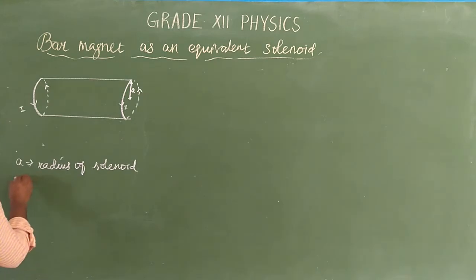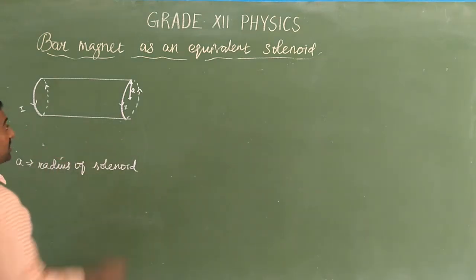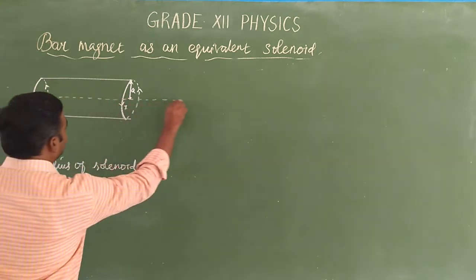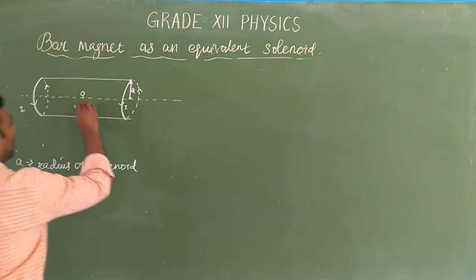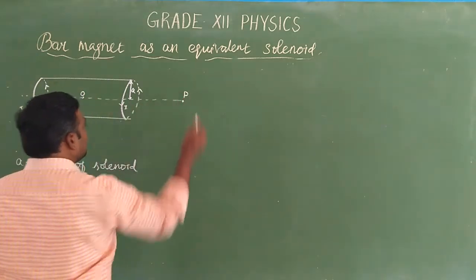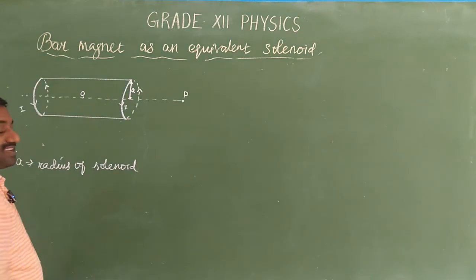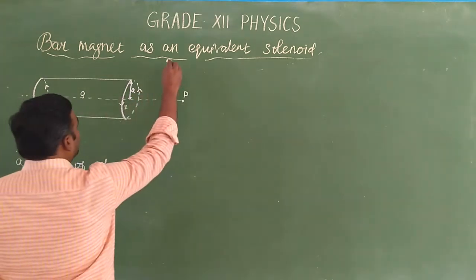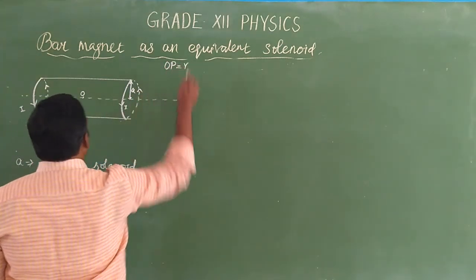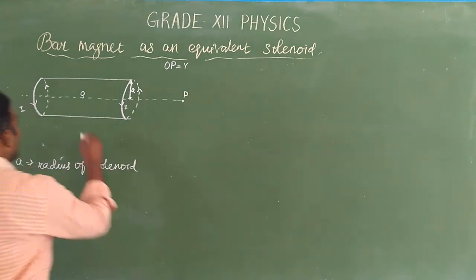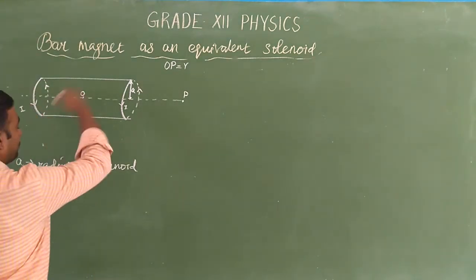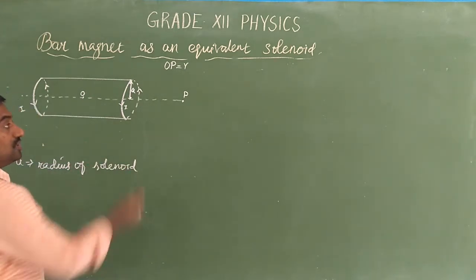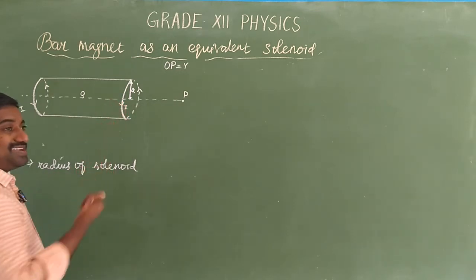Where I is the current entering through the solenoid, and this solenoid axis is the axial line of the solenoid. So about the axis from the center O at a point P, we want to determine the magnetic field. Our aim is to determine the magnetic field at the axial point of the solenoid. Okay. So the distance OP is equal to R. Whenever the current flows through the solenoid, it acts as a magnet. So one side acts as a north pole, another side acts as a south pole. The direction can be verified by the right hand screw rule.